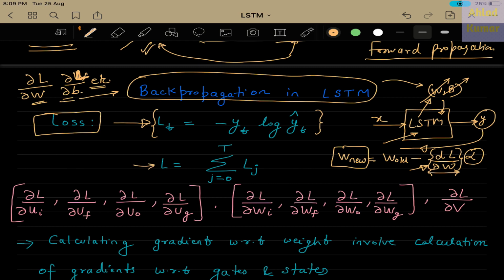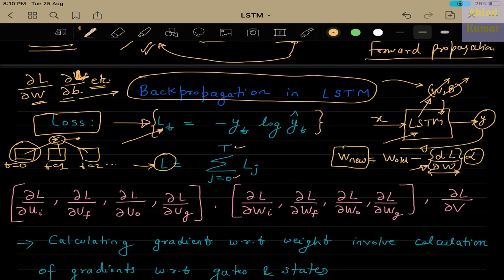And the total loss, this is basically the loss per unit. So you have the LSTM architecture for each time step, like time t equal to 0, t equal to 1, t equal to 2, and so on. This loss corresponds to a particular LSTM unit. But when you calculate the total loss, it will be the summation of all the individual losses L_j, summing from 0 to t. That means you are summing up all the losses coming from all these LSTM units, and finally you get the total loss of this particular architecture.